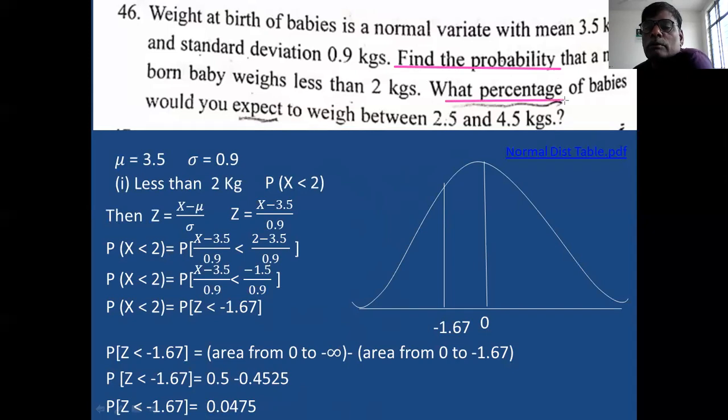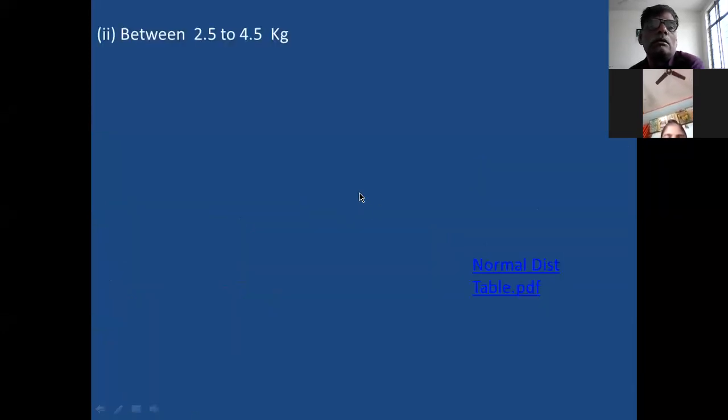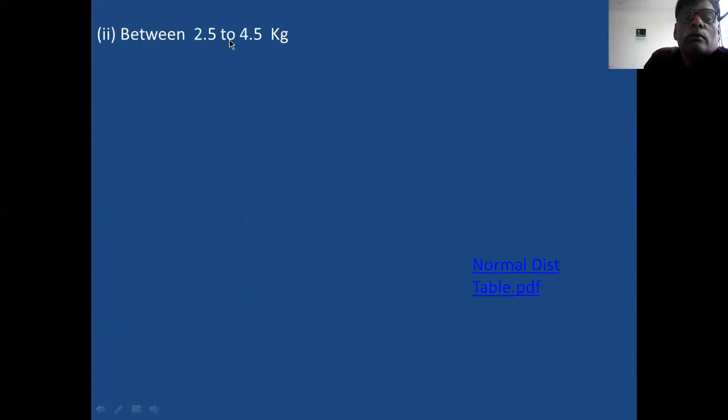But in the second question they ask the percentage. I will calculate the percentage. The second question is the weight of a newly born baby between 2.5 to 4.5 kg. You calculate the probability first and then multiply by 100. That will give you the percentage. Remember this.